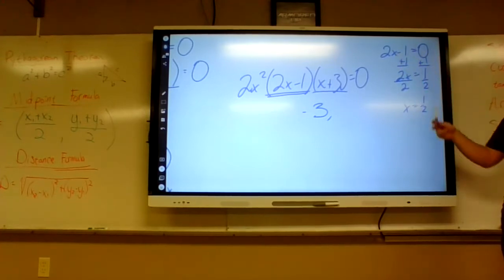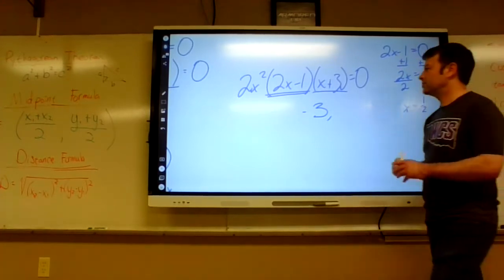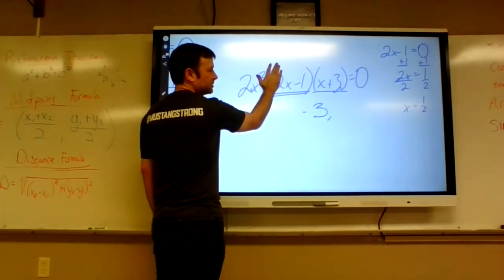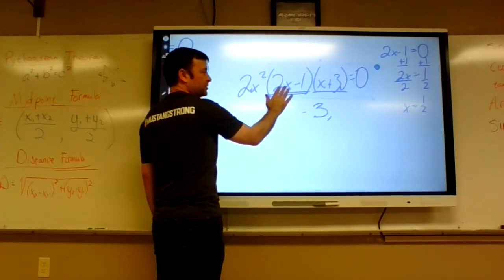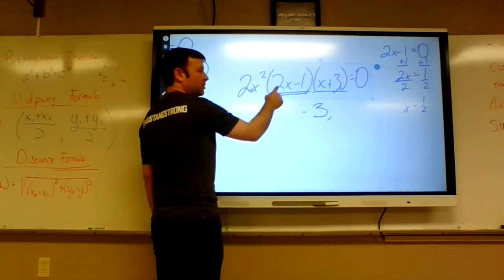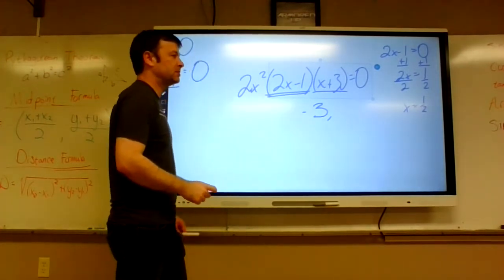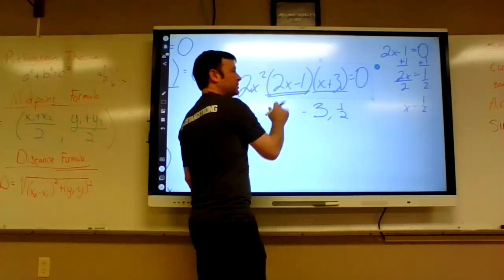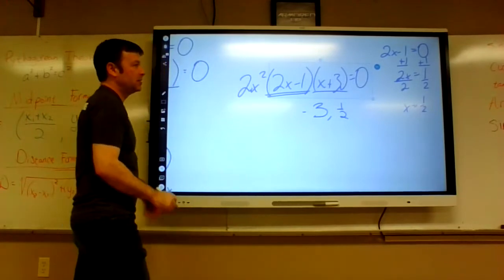1/2 would make this into a 0. So, if it just said x minus 1, what would the answer have been? Positive 1. But if there's a 2 on front, the answer is no longer positive 1, it's positive 1 over 2.